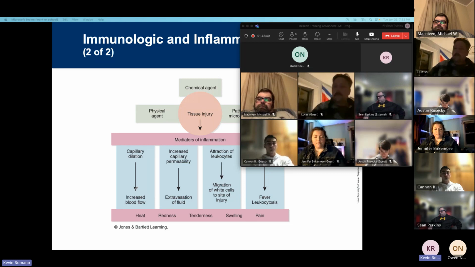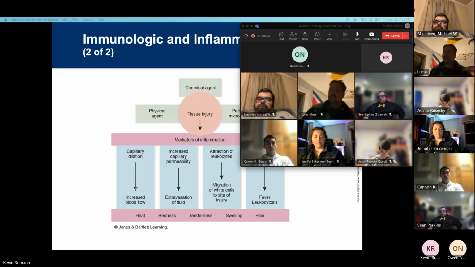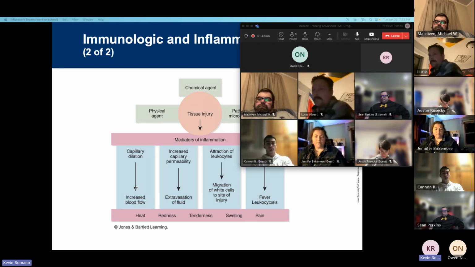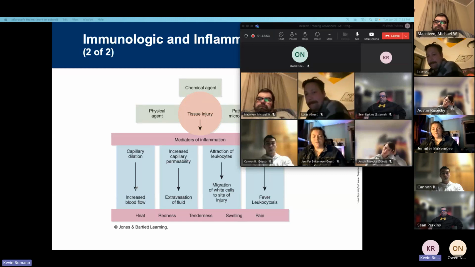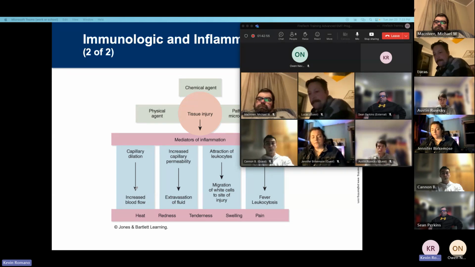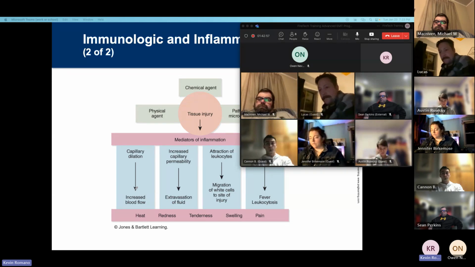Now, why am I talking about all this? This is the reason behind it. Having an understanding of what the emergency departments are going to do will help your treatment plans in the field, prepping for that to happen. Sepsis is one of the biggest misses, and I keep bringing this up, in EMS from EMT to paramedic level.